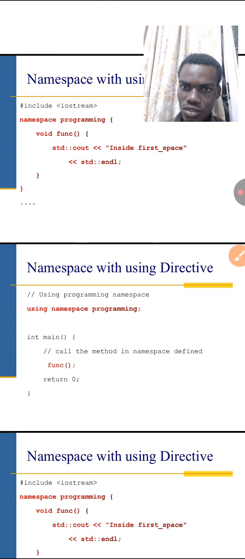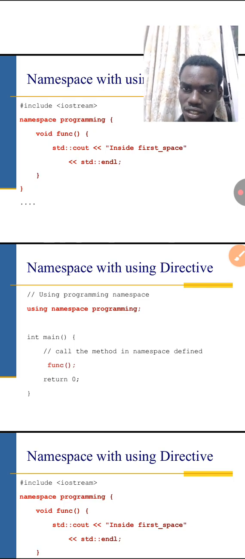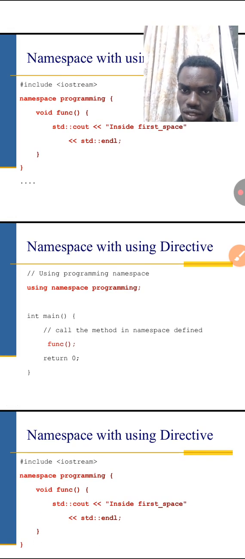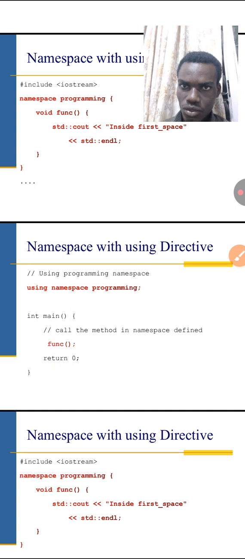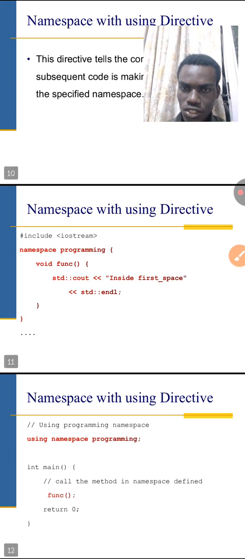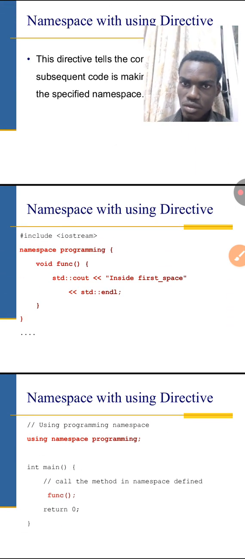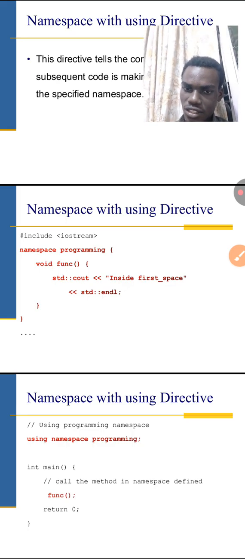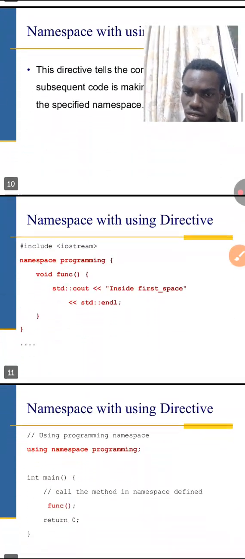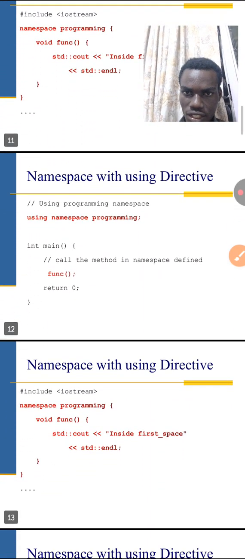So you see, using namespace programming, and then you want to call out the method. So you want to call out what's inside. So you just type the func, and then you have called out what's inside the namespace.